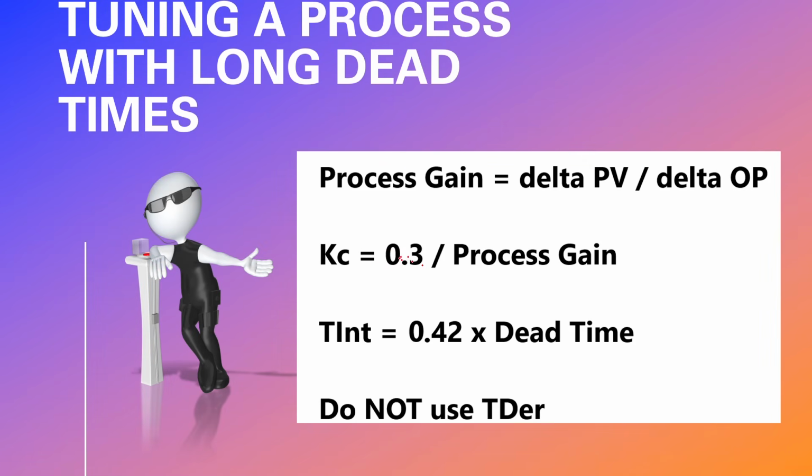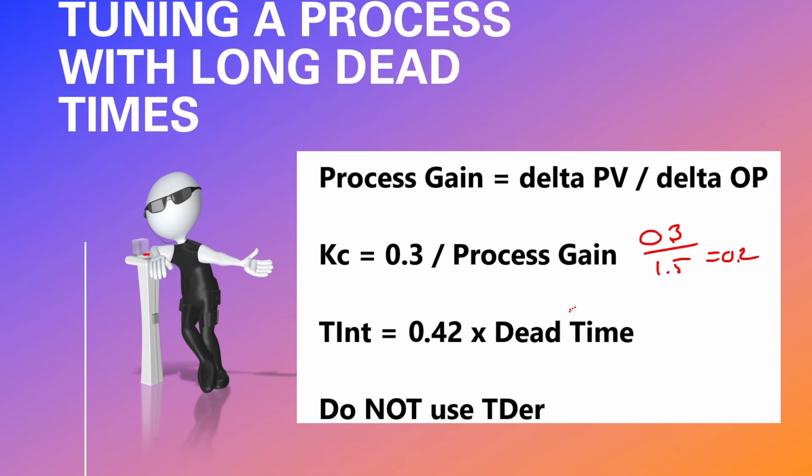Then you can go and calculate the gain of the controller, and we have got the formulas over there. The gain of the controller is going to be 0.3 divided by the process gain. In other words, 0.3 divided by a value of 1.5, and whatever that gives you is going to be your new gain. 0.3 divided by 1.5 seems to give me a value of 0.2.